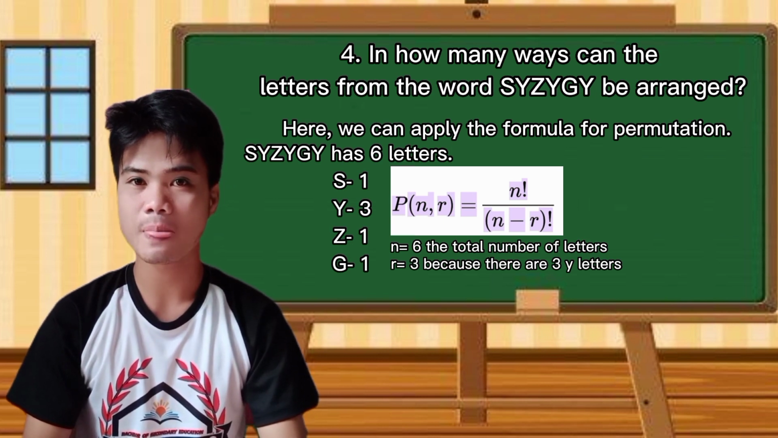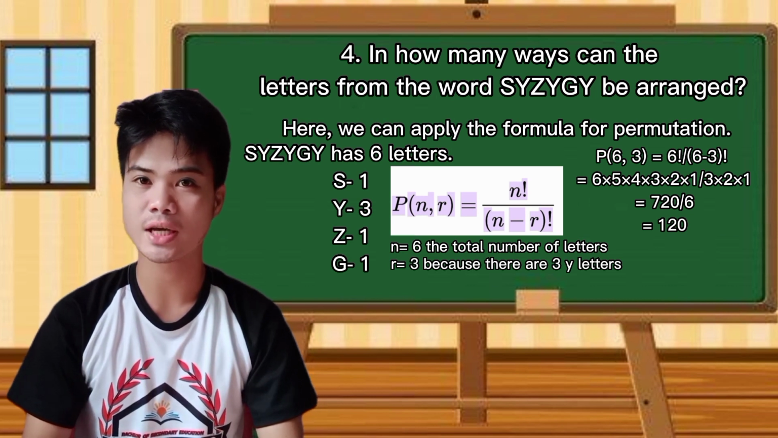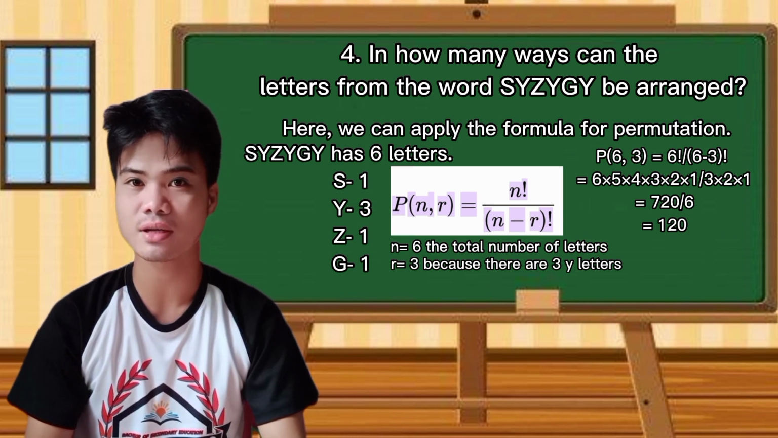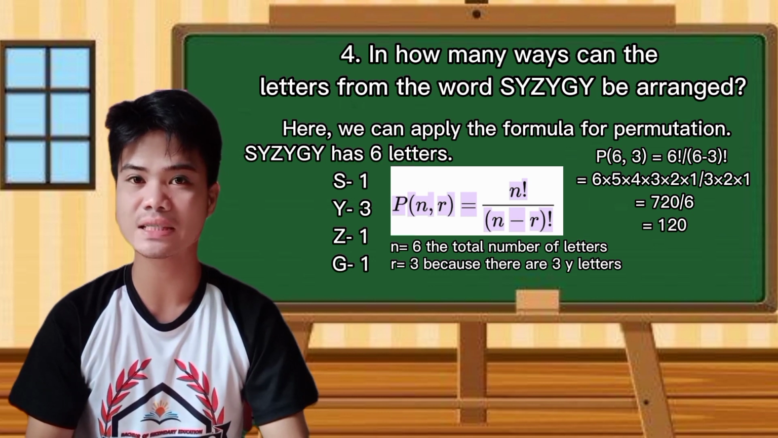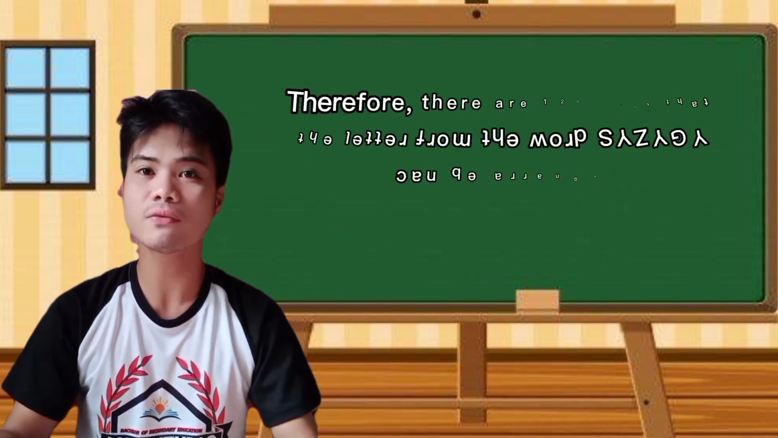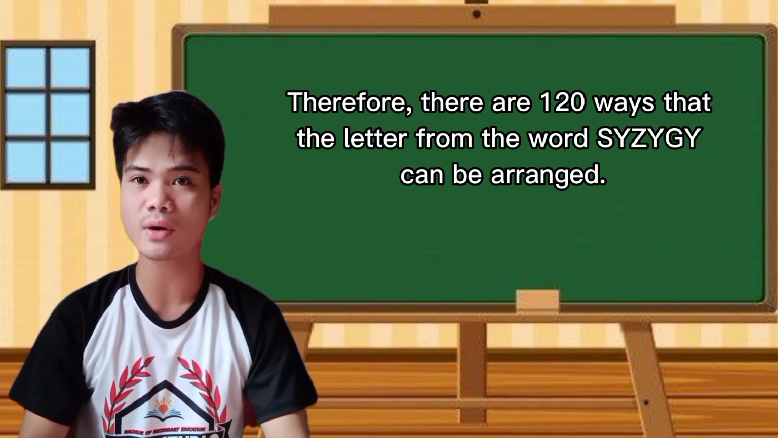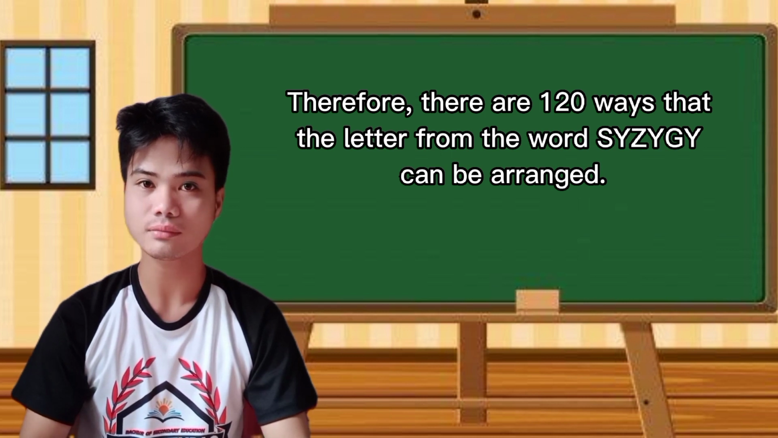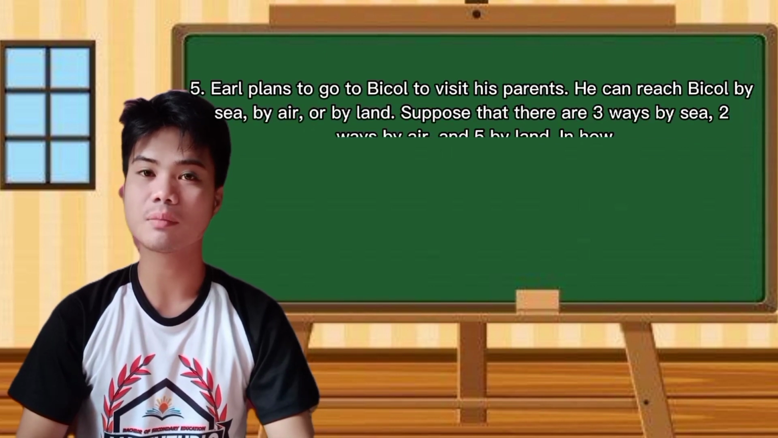So substitute. 6 factorial, our n, divided by 6 minus 3 factorial. 6 factorial is 6 times 5 times 4 times 3 times 2 times 1, which is equal to 720. And 6 minus 3 is 3, so 3 times 2 times 1 is 6. So 720 divided by 6 is 120. Therefore, there are 120 ways that the letters from the word SYZYGY can be arranged. Do you understand? Okay, so now let's go to number 5.